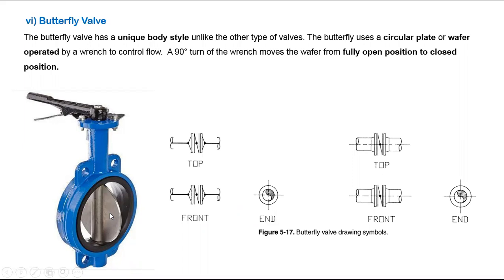It will affect the flow. When the flow is going from here to there, this resistance in the center will be there. So that's why we do not recommend it for the pumping line. You have to see the pump efficiency. If you are restricting the flow, pump efficiency will go down. So we are not recommending the butterfly valve, particularly in the pump suction line.